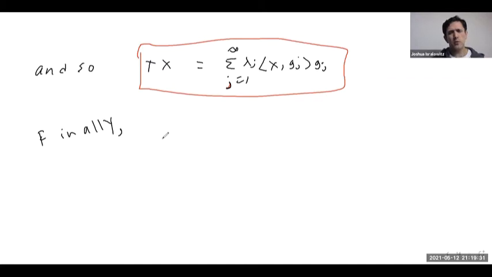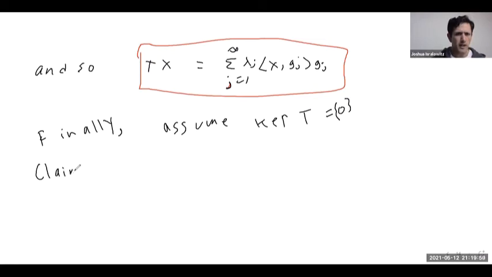So we have to look at two more cases, and these two cases are genuinely straightforward. So first, assume that the kernel of T is just 0. In this case, I claim that the g_j, in either case, so I'm not going to put j equals 1 to infinity, because this could be finite.